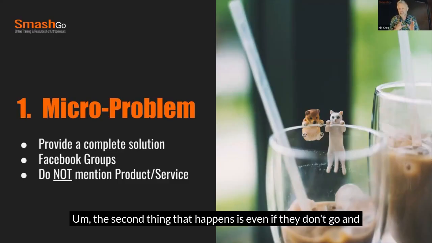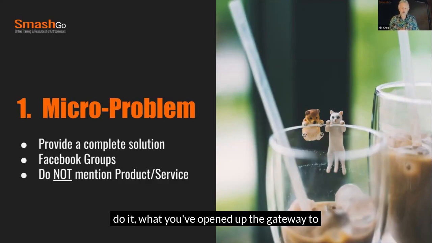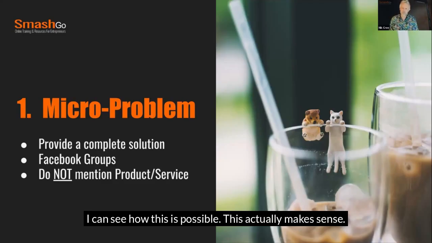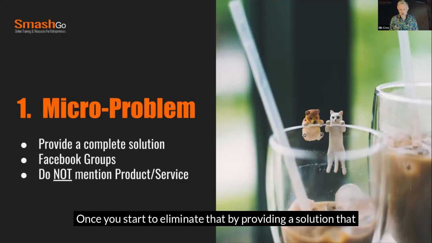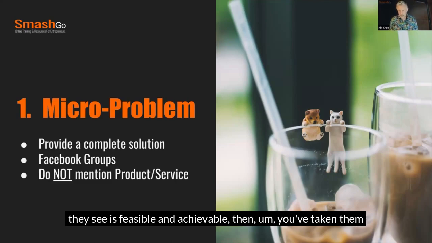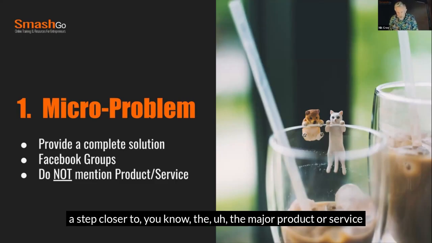The second thing that happens is even if they don't go and do it, what you've opened up the gateway to is to say, oh, this is actually possible. I can see how this is possible. This actually makes sense. And so once you start to eliminate what you call objections, the traditional term in sales, once you start to eliminate that by providing a solution that they see is feasible and achievable, then you've taken them a step closer to the major product or service that you offer.